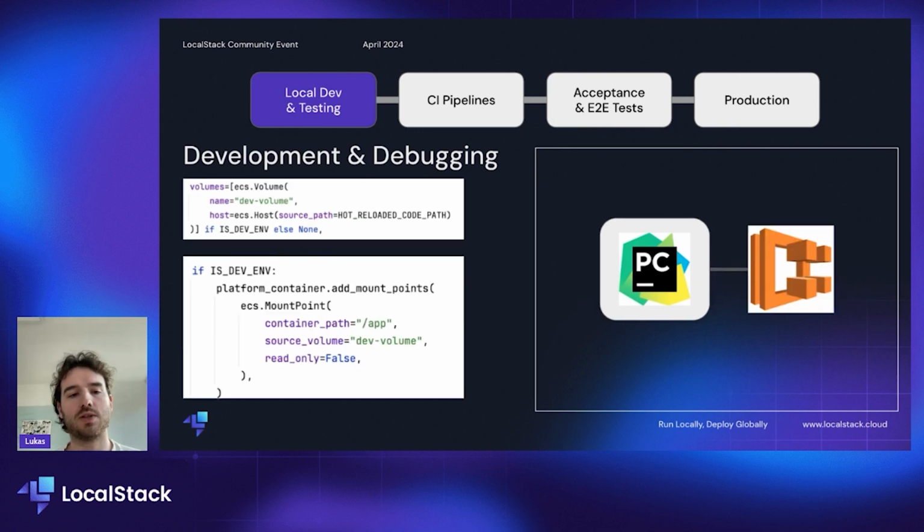Similarly, we have the same for ECS tasks. It's a bit more complicated, but still pretty easy. We create volumes, or just one volume, which mounts the project into the container. And hence, whenever we make changes to files on the file system, the container reads from the same files and hence can just respond with the new responses.